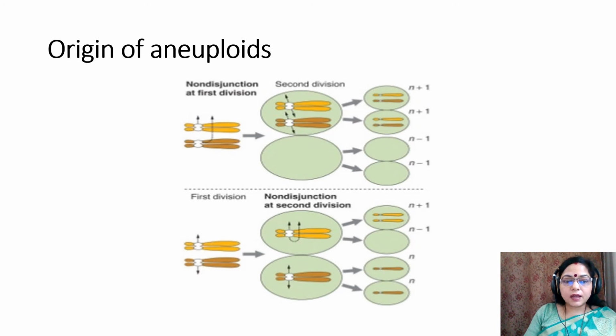Let us see how aneuploids originate. These are two chromosomes. When non-disjunction occurs in the first cell division, then what happens? One set of chromosomes has gone to one cell and the other is empty.